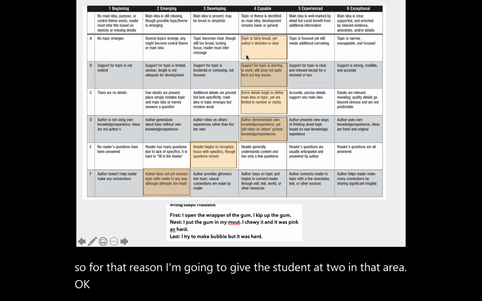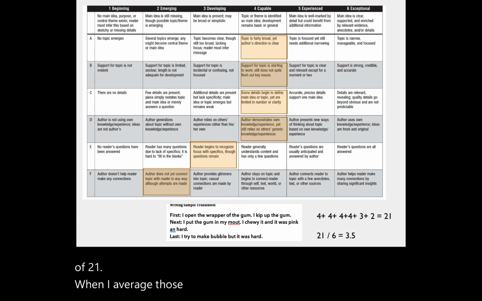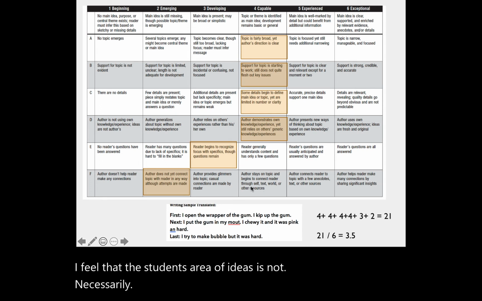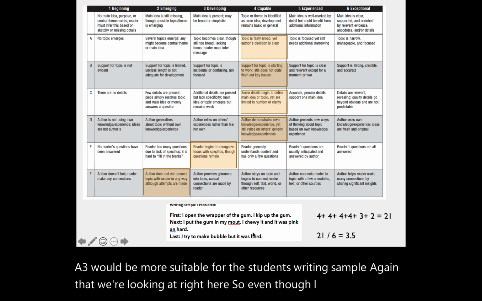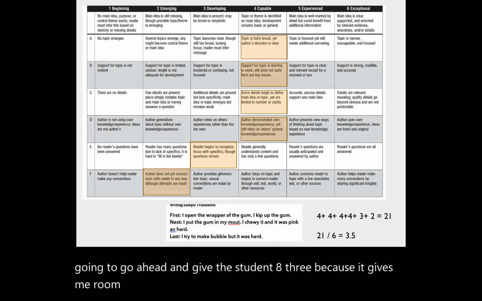Okay, so now we're going to go ahead and add all of our scores. I got a 4 plus 4 plus 4 plus 4 plus a 3 plus a 2, which gives us a total of 21. When I average those scores together, I get a total of 3.5. But I feel that the student's area of ideas is not necessarily a 4 just yet. I feel like a 3 would be more suitable for the student's writing sample that we're looking at right here. So even though I got a 3.5, I'm going to go ahead and give the student a 3 because it gives me room to provide some nice interventions to help develop their ideas.